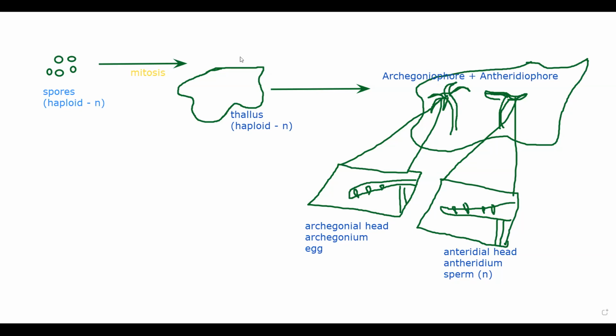But if we continue on with our life cycle here, our sperm and egg, our gametes, are going to come together through fertilization. And fertilization is going to occur in the archegonium. This is important to know because the maternal tissue is actually protecting and nourishing the zygote, which is the sporophyte generation.